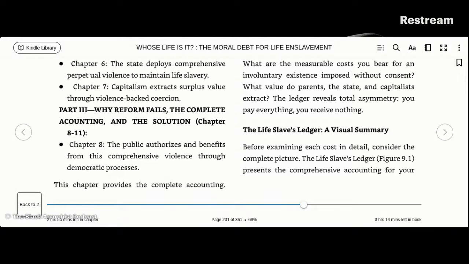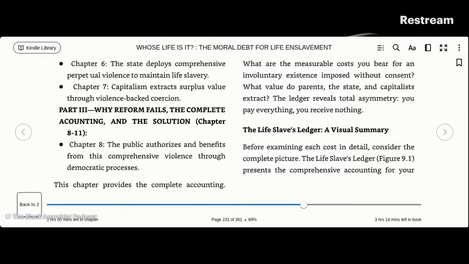Now, we're on chapter 9. This chapter provides a complete accounting. What are the measurable costs you bear for an involuntary existence imposed without consent? What value do parents, the state, and capitalists extract? The ledger reveals total asymmetry. You pay everything, you receive nothing.